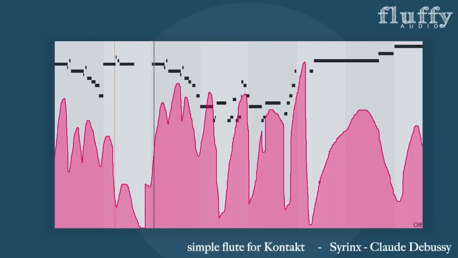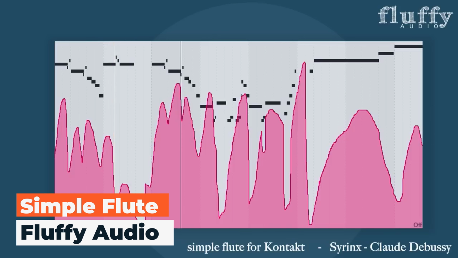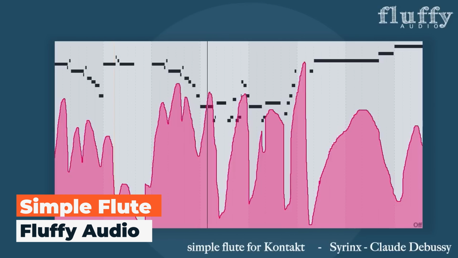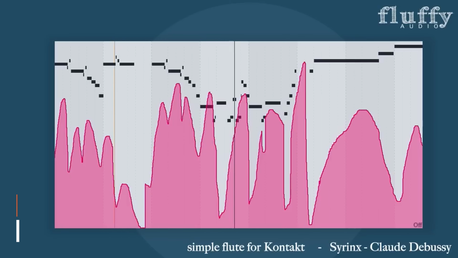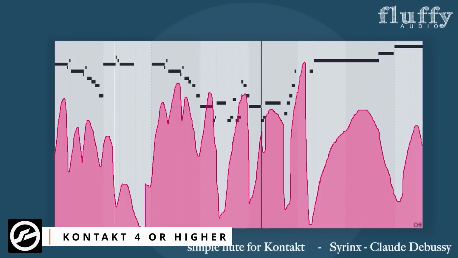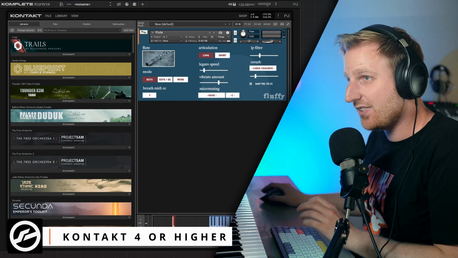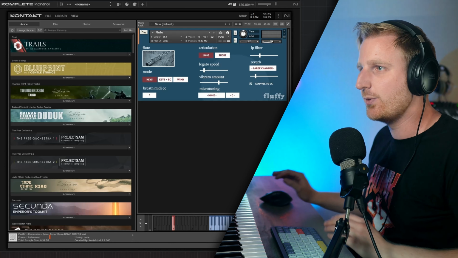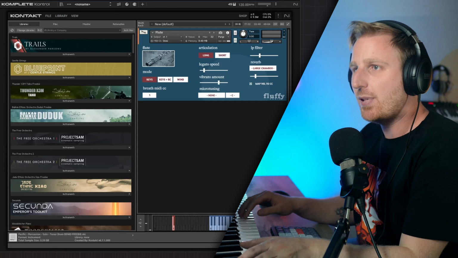I have bad news for you. Orchestral woodwind freebies are kind of rare. So here's one that's a bit dated, but it's still good. Simple Flute by Fluffy Audio doesn't have a true legato and instead uses a scripted legato engine, but it sounds fairly okay.